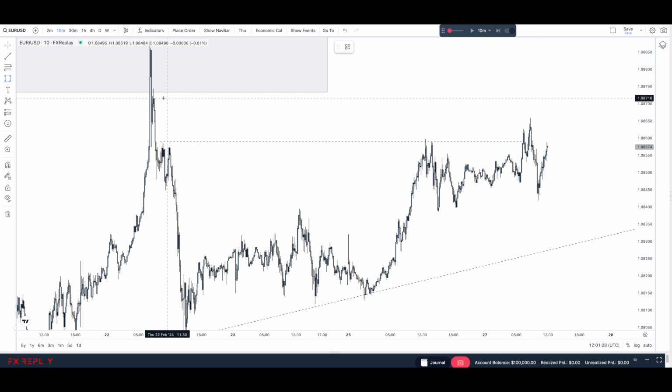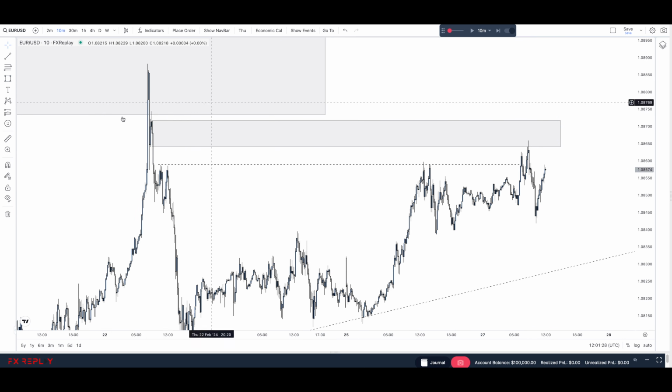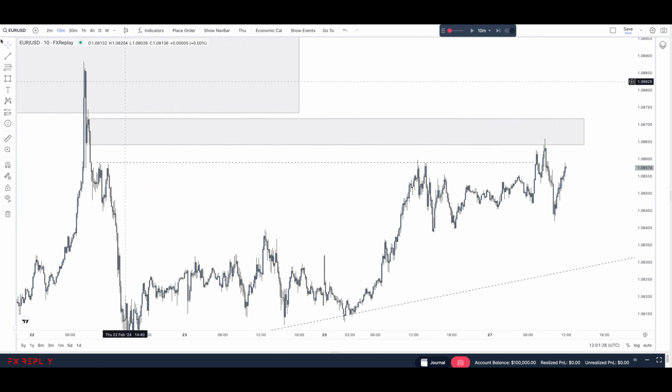Now this sweep took us into a 10-minute supply zone, which is this last candle before the impulse down after we traded into that high time frame supply. So at this point, I see this as somewhat of a distribution schematic.